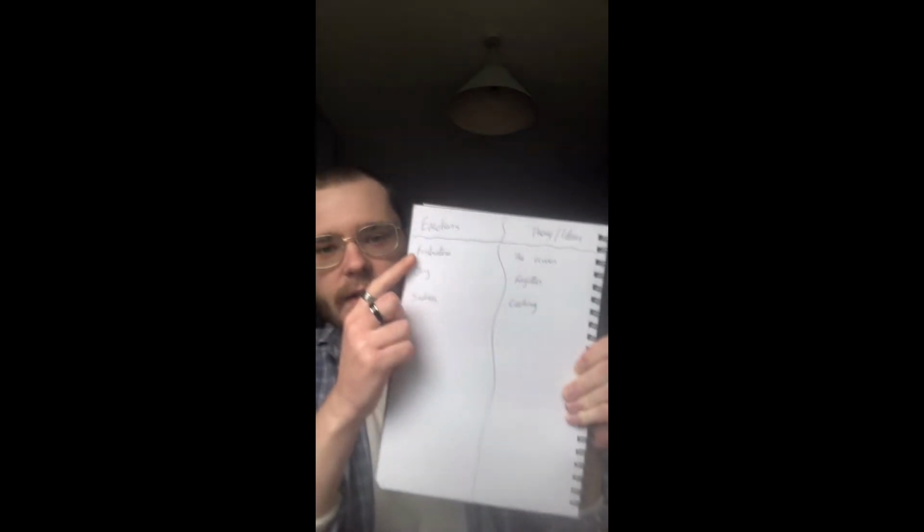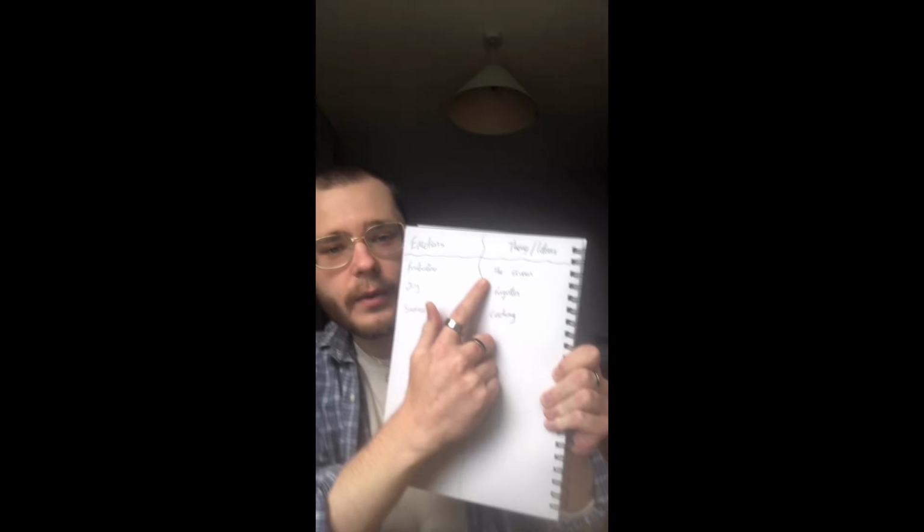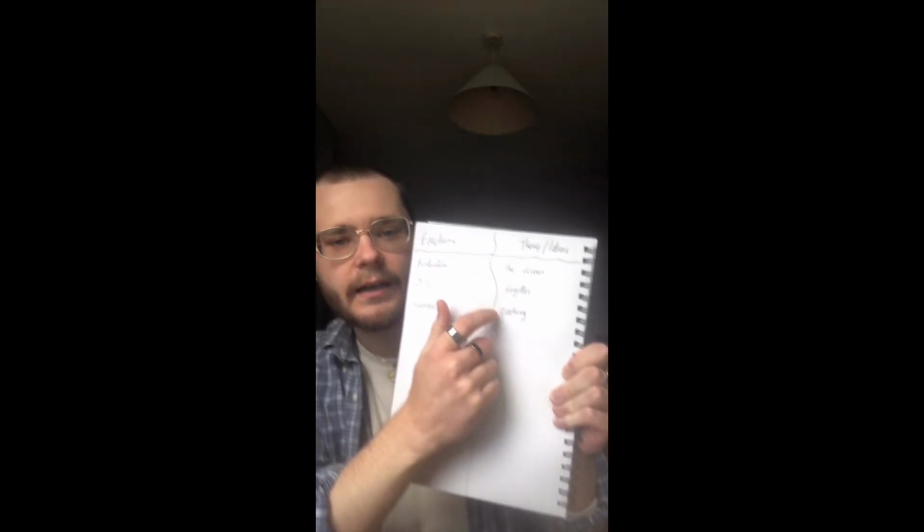So the first exercise that I want to give you is called free writing. Effectively what you need to do is write down a list of both emotions and themes or ideas. And then create a little chart like this, if you can see that. I've got here frustration, joy and sadness. And in my themes column, I've got the Queen, forgotten and cooking.